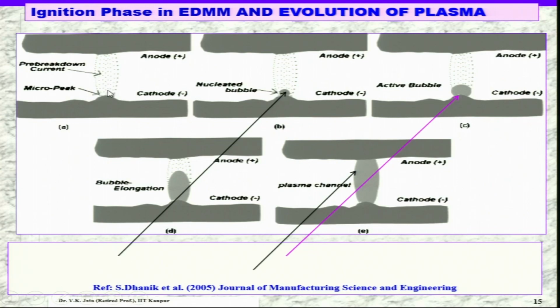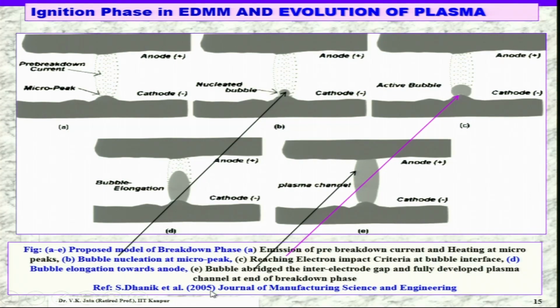Pre-breakdown current is there, micro peak is there, and then you have a nucleated bubble over here, which rises in shape and size, as you can see over here, and it comes to this shape, and finally you have the plasma channel where sparking takes place. So, this is the reference from where it has been taken. So, you can see different phases over here.